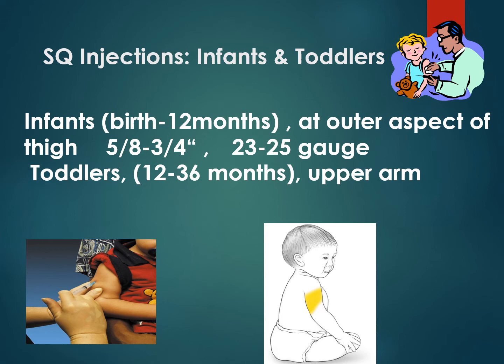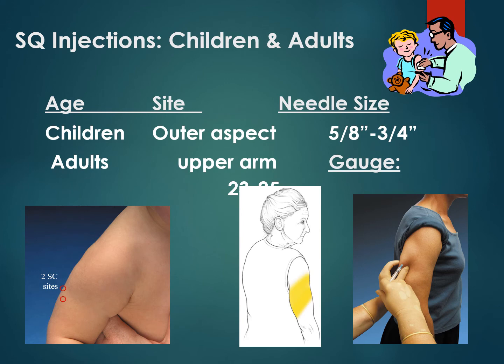Subcutaneous injections for infants and toddlers. Infants, as we said before, at the outer aspect of the thigh. The needle is 5/8 to 3/4 inch, and the gauge is 23 to 25. Toddlers, in the upper arm. Here is the toddler, upper arm. Subcutaneous injections for children and adults: as we said before, this is the place for injection, and this is the place for subcutaneous. Two sites for subcutaneous.